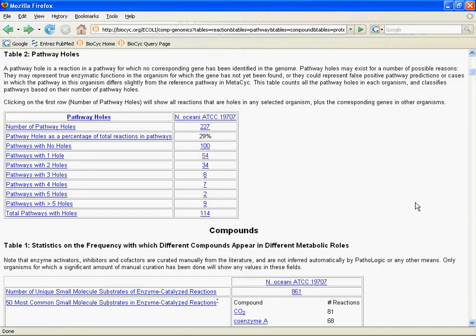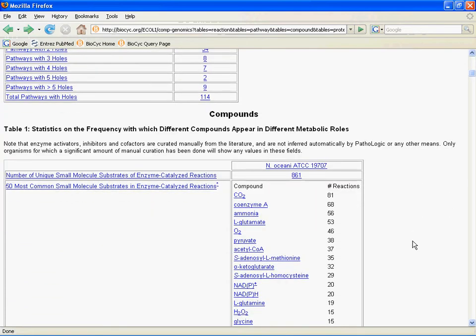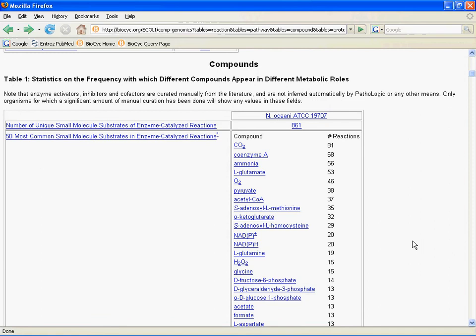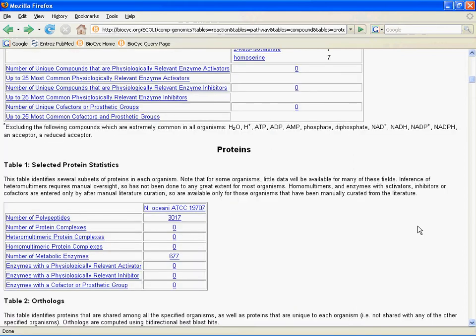Okay, then we have statistics about compounds, and you may notice this is a really long page. The statistics on the frequency with which compounds appear in different metabolic reactions: 81 reactions with carbon dioxide, 68 with coenzyme A, 56 with ammonia, 53 with glutamate, 46 with oxygen, etc., etc., etc. Some protein stats: total number of polypeptides, number of them that are metabolic enzymes, number of complexes, none in this case, because in general complexes have to be curated in.